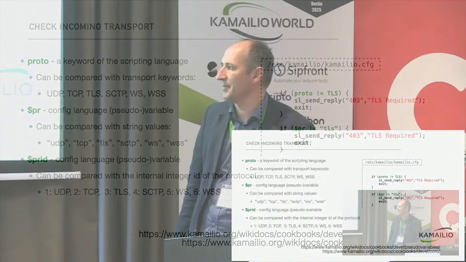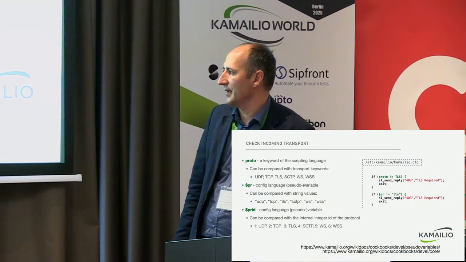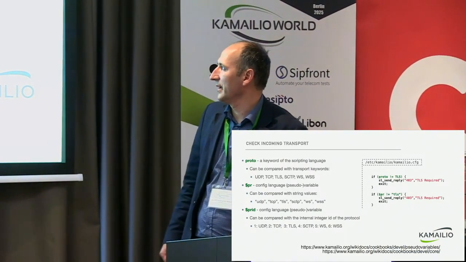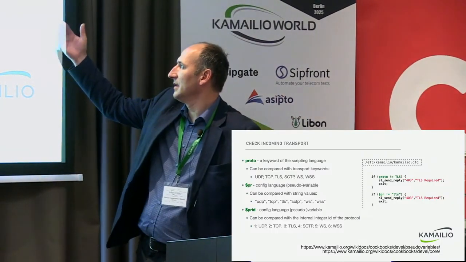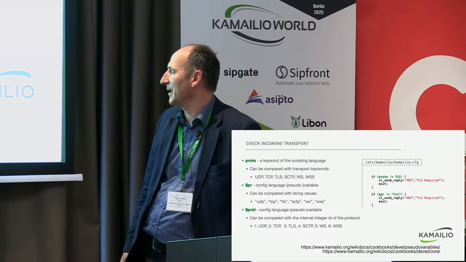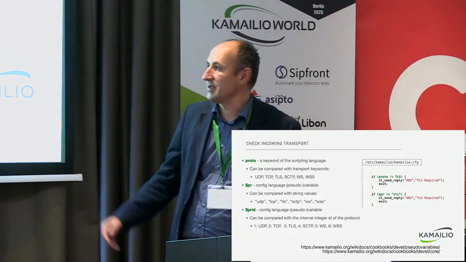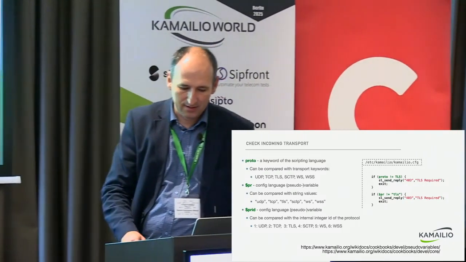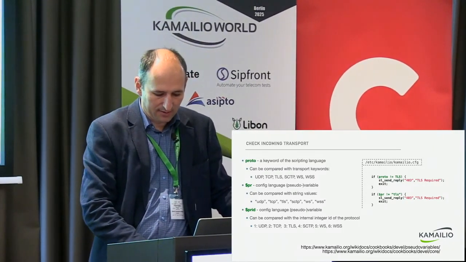So we have the $prid as a config file variable. And you see here examples of how you do it with the keyword, proto different than TLS, or how you do it with the variable $pr to check if it's TLS, and if it's different, we reject it. That would be the conditions we have here.